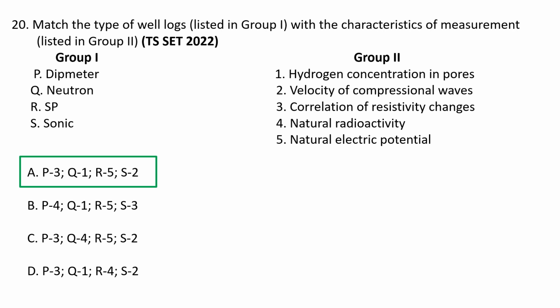Here the dip meter is used for the correlation of resistivity changes, the hydrogen concentration in the pores is determined by neutron logging, SP logging is used for measuring natural electric potential, and sonic logging is for the velocity of the compressional waves. So A is the correct answer.